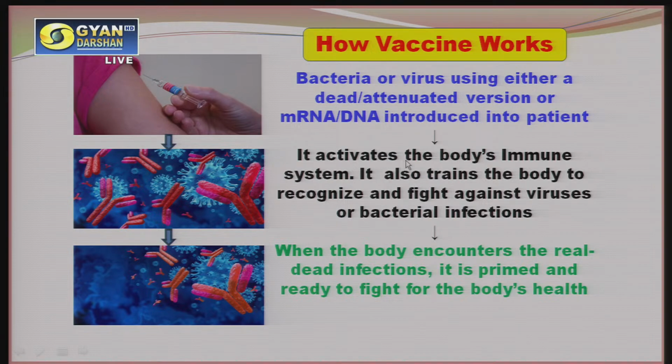Basically it activates the immune system inside the body against a particular pathogen or antigen. The body recognizes it as a foreign antigen, produces a lot of antibodies, and activates T cells and B cells, and ultimately they can clear the infection inside the body. So this is the action of vaccines, or you can say how vaccines work.